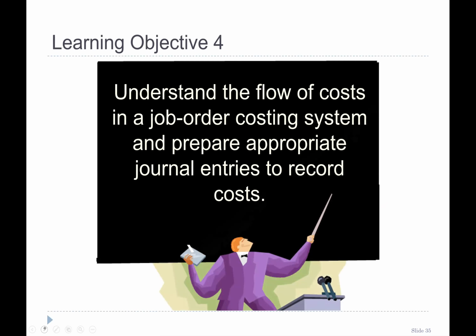And now understand the flow of cost in job order costing and prepare appropriate journal entries to record the cost. Our requirement is not the journal entries, though we will learn them here. If you don't understand the journal entries right now, don't worry about that. If you want to learn, I will definitely explain, but that is not the requirement for this objective. First of all, just learn how we calculate the flow of cost in job order costing.